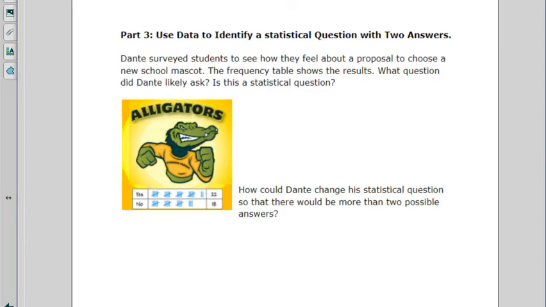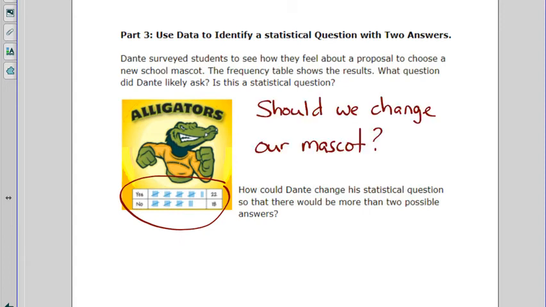Dante surveyed students to see how they feel about a proposal to choose a new school mascot. And we have this frequency table down here with their responses, okay? And so we're wondering, what question did Dante likely ask? Well, how about, should we change our mascot? And then they're asking, is it statistical? Well, yeah, we have 2 different answers, right? Some answered yes, some answered no. There's more than one possible answer because it's opinion. So yes, it is statistical.